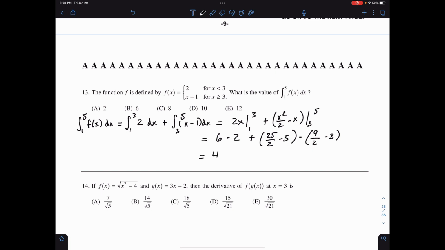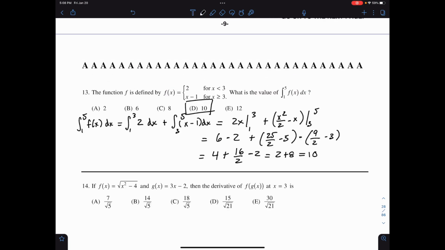So this is equal to 4, plus, so I'm going to group these terms. So I'm just going to do 25 over 2 minus 9 over 2, which is 16 over 2. And then we have minus 5 minus 3, which is minus 5 plus 3, it's minus 2. So this comes out to be 2 plus 8 is equal to 10. So our answer is D for 10.